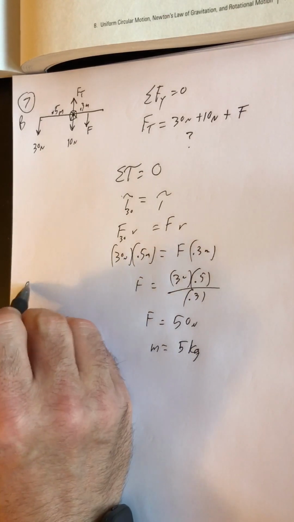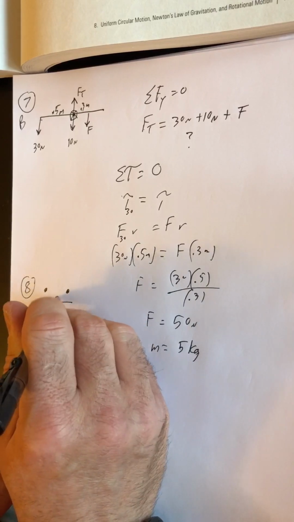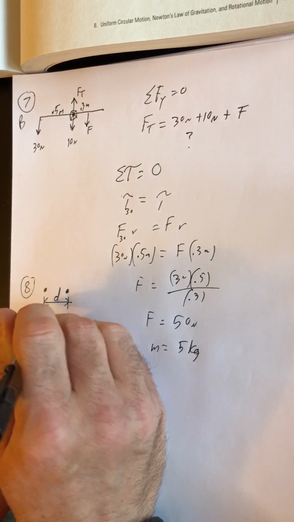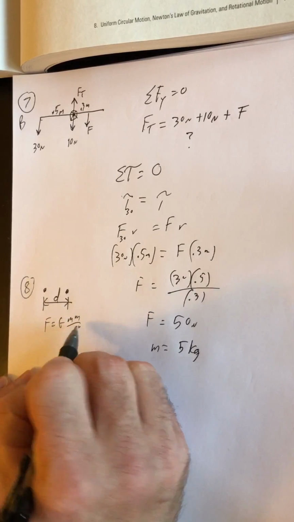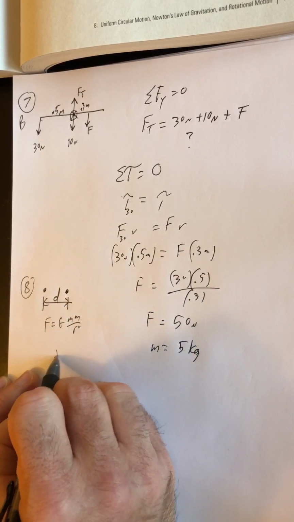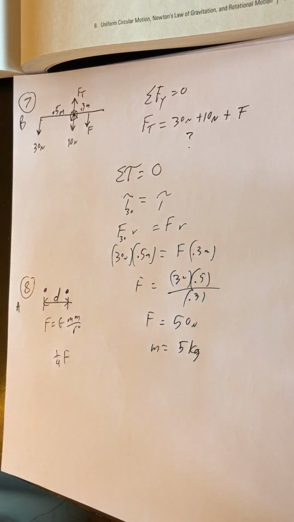In number 8, I have 2 point charges, and I want to double the distance between the two. Well, the formula is m m over r squared. So if I double the distance, I'm going to get 1/4 the force. That's choice A.